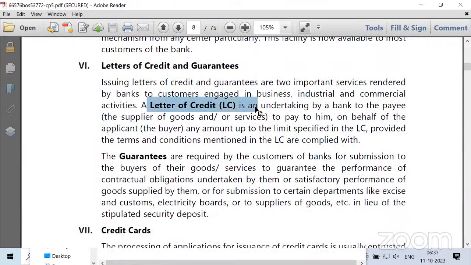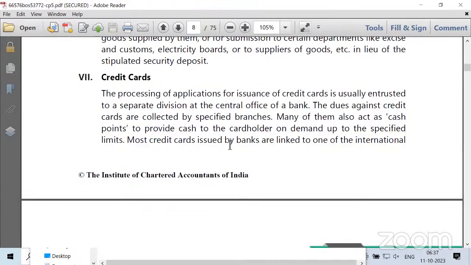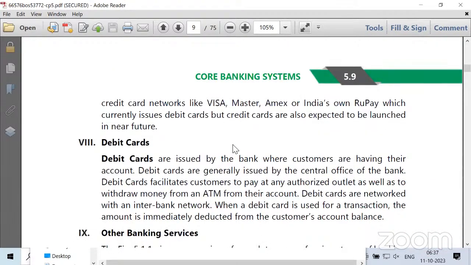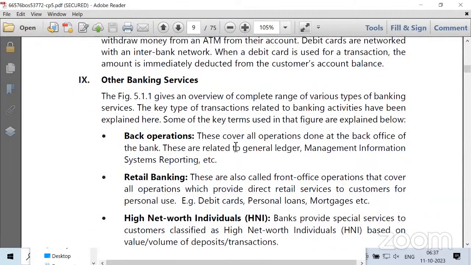Letter of credit is nothing but you are giving a guarantee or assurance to the foreign customer. So let us assume that you are in India, somebody else is in Australia. He wants to import goods from you, and you do not know who he is. So the Australian bank will issue a letter of credit to the Indian bank, giving a guarantee that the customer is a good customer and you will make the payment. You will ensure the payment. And credit cards, without money you are spending. Debit cards, with money you are withdrawing, spending, etc.